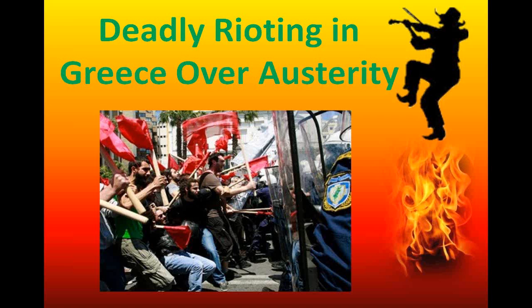Now, if you read the news, you'll probably know that just recently there was deadly rioting in Greece. Why? Because Greece was in danger of defaulting, and Germany was forced to come to aid to provide money. And the Greeks actually were rioting over the requirements that were forced upon them to receive the money.